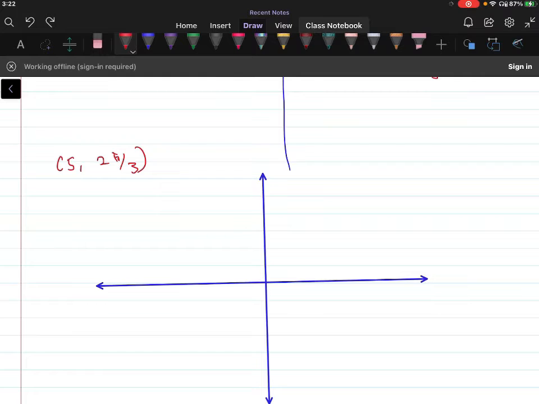Now let us plot the coordinate point r equal to 5 and theta equal to 2 pi by 3 in the coordinate plane. Let us fix the origin O, which is the pole of the axis, and from the origin let us draw the initial ray. So this is the initial ray.